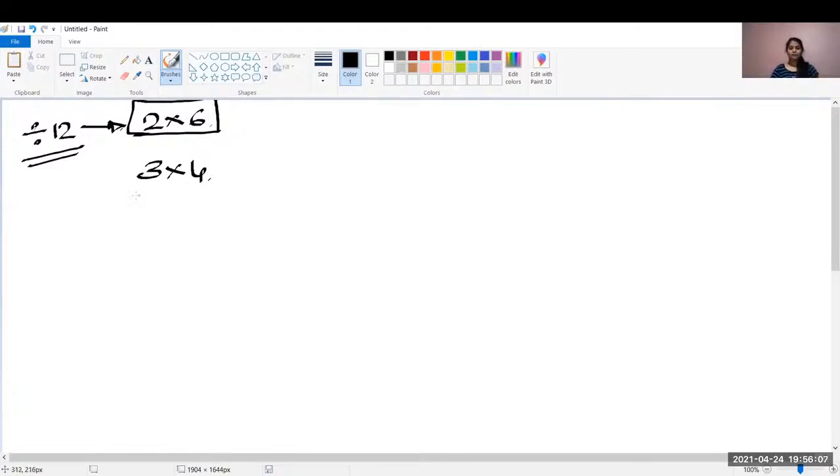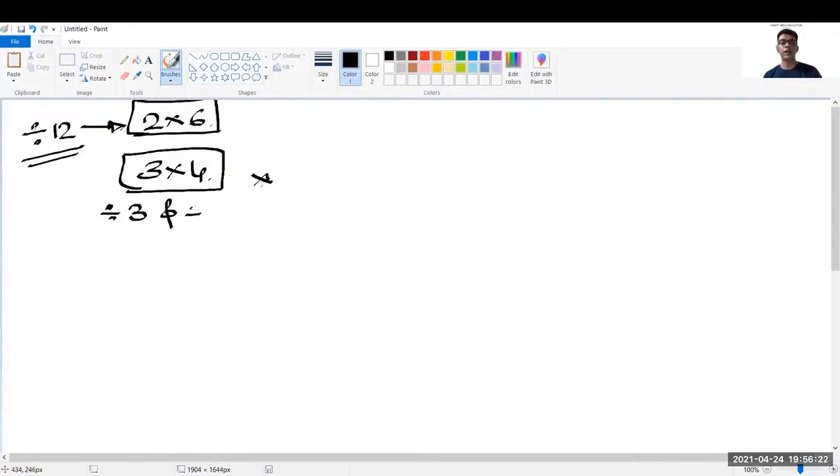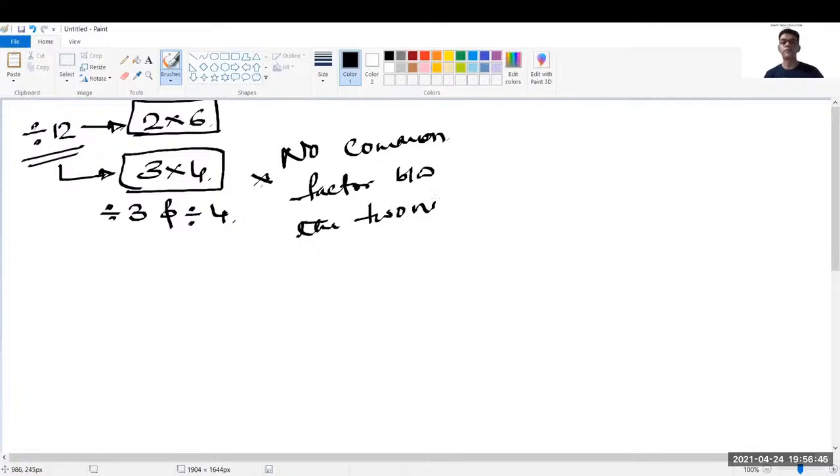Correct? Between 3 and 4, is there any common factor? Is there any number that can divide 3 as well as divide 4? No, sir. No. So to find the divisibility rule of 12, I have to find the divisibility rule for 3 and divisibility rule for 4. Are you able to understand this, guys? You have to find the number as a product of 2 numbers such that there is no common factor between the 2 numbers. You have to search for such a number.